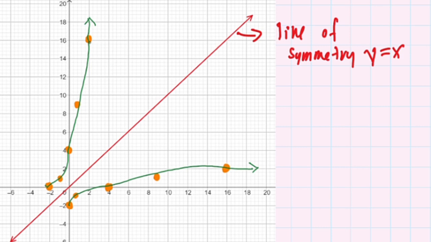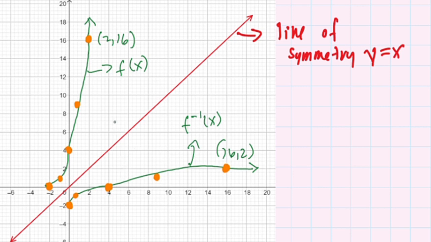Ito yung 2 and 16, at ito rin naman, yung inverse of this 2 and 16, we have 16 and 2. Ganun lang. Napansin nyo, ito yung original function, f of x, flinip natin along with this y is equals to x, dito po siya papasok. Ito po yung magiging inverse natin, f inverse of x. So that is graphing the inverse of a function. So, I hope you clearly understand this lesson.